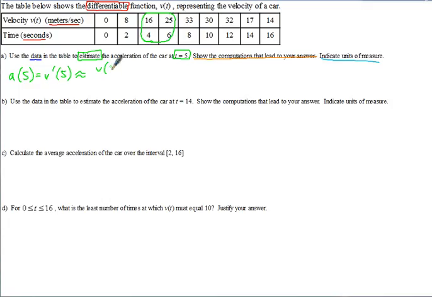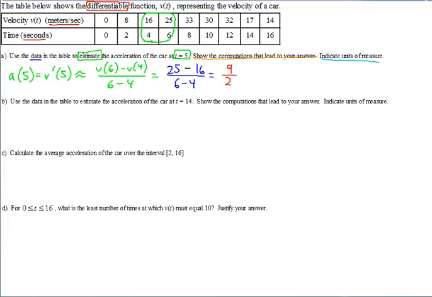v of 6 minus v of 4 over 6 minus 4, just our slope formula. The velocity at time 6 is 25, you can see in the table. The velocity at time 4 is 16, over 6 minus 4. That gives you 25 minus 16 is 9 over 2. Okay, so to show the computations that lead to your answer, you can either show this or this expression or both to show where you got it from. And then 9 over 2 is your answer, and indicate units of measure.